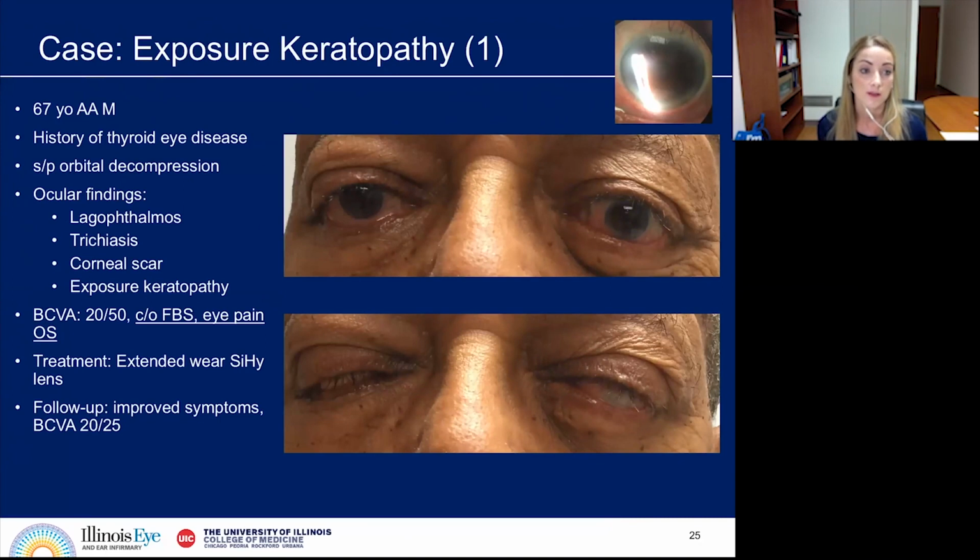This is a 67-year-old African-American male. He has a history of thyroid eye disease. He had orbital decompression done twice, in both eyes, most recently about a year prior to seeing me. And his main complaint is foreign body sensation and eye pain in the left eye. So just a brief history, this patient actually presented to the cornea surface with a persistent epithelial defect in the left eye, from trichiasis likely.